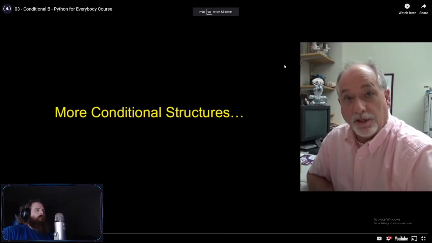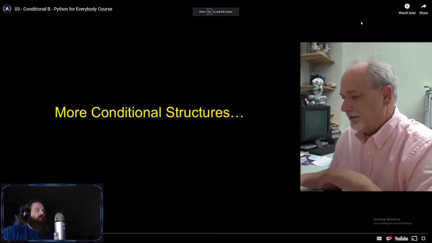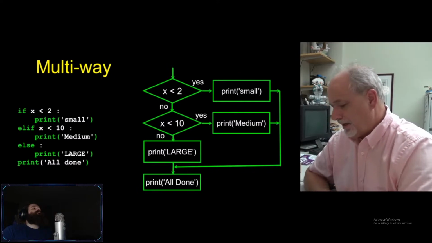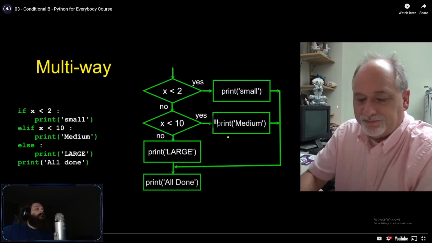Let's do it. So welcome back. Let's talk a little bit more about some more complex conditional statements that sort of build on this concept of if and if then else. The first thing we're going to look at is the multi-way branch.